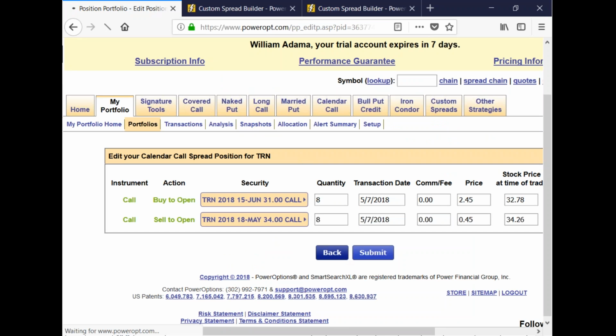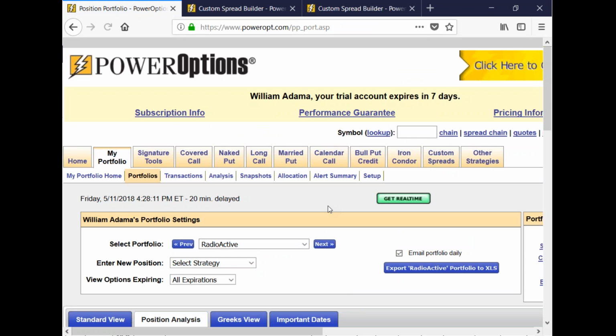On Power Options, let's go back to the portfolio here. I didn't need to do that, but we're going to go into the calendar call spread. We support both diagonals, when you're buying an in-the-money and selling an at or out-of-the-money near-term call, for calendars, and the horizontals. Same strike spreads on the screen.